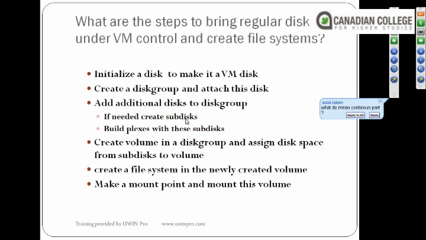Can I make one subdisk with two hard drives in a disk group? No, it must be one continuous part. That's why I told you, you should be confused. So initialize a disk first, then create a disk group and attach this disk. Can you create a disk group without attaching a disk?